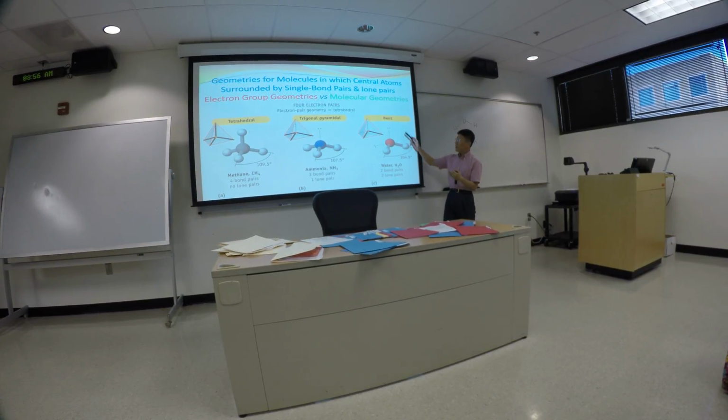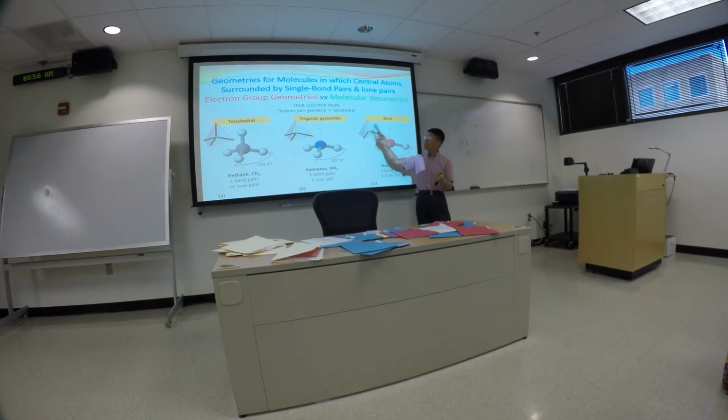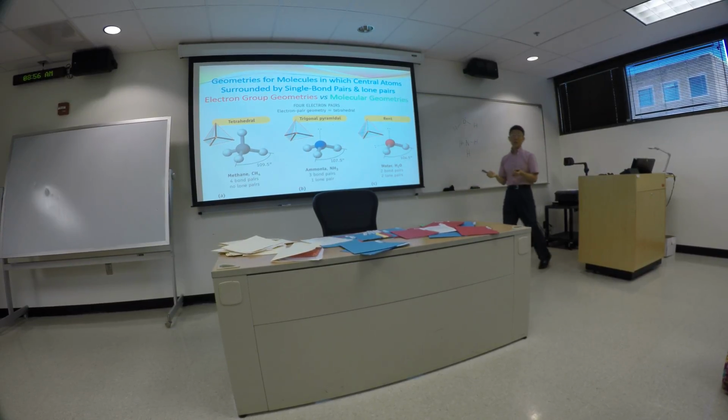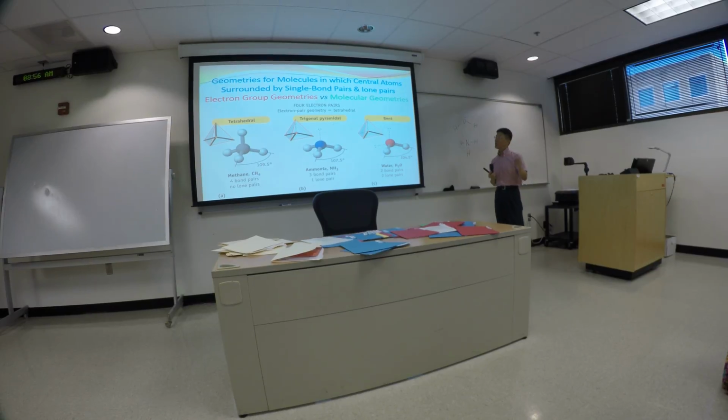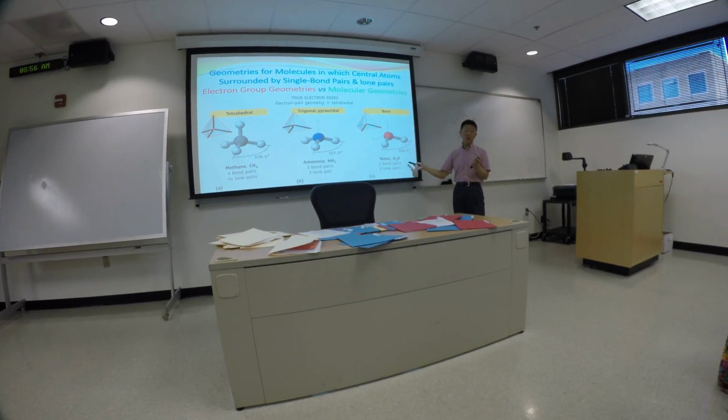Now in this case, the molecular geometry we call bent. We have a bent molecular geometry, but the electron pair geometry is still 1, 2, 3, 4. Total 4 valence electron pairs. It's still tetrahedral. So with 4 electron pairs, the electron pair geometry only depends on how many valence electron pairs you have. Whether they're bonding pairs or lone pairs, we don't care. As long as you have 4 pairs, you end up with tetrahedral.